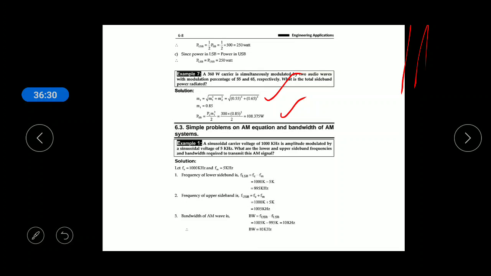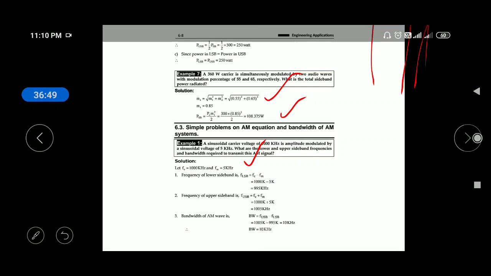The given data is carrier frequency and modulating signal frequency, and we need to calculate lower sideband frequency as well as upper sideband frequency, and their difference gives you bandwidth. The bandwidth has a formula of 2 into fm. 1000 kHz is the carrier, 5 kHz is the modulating signal.